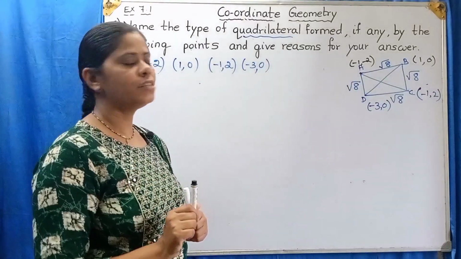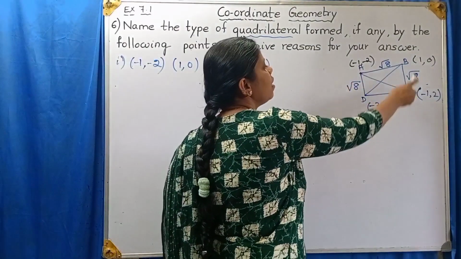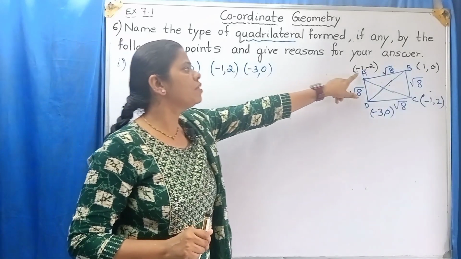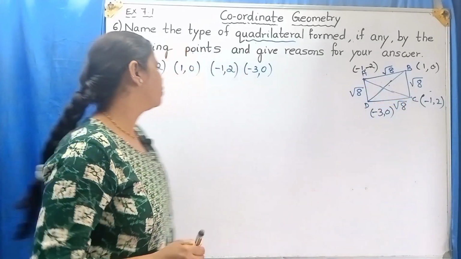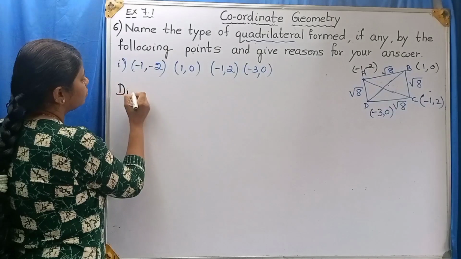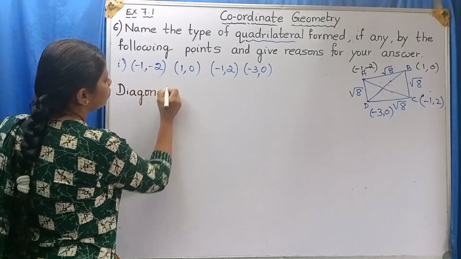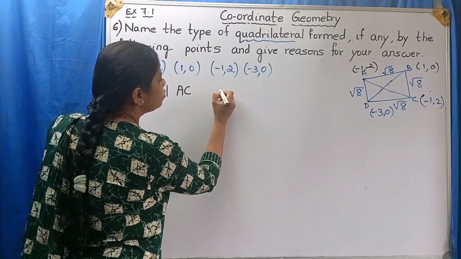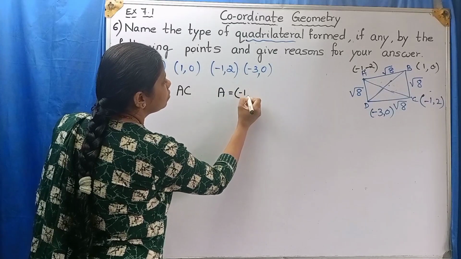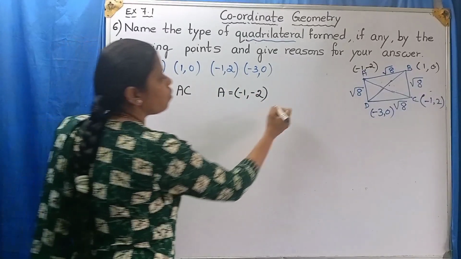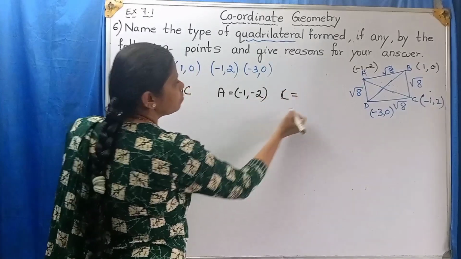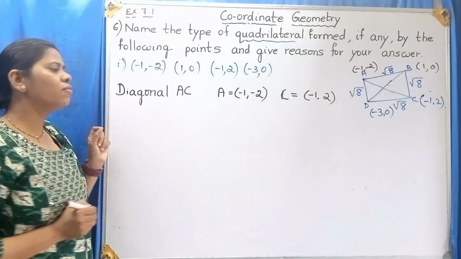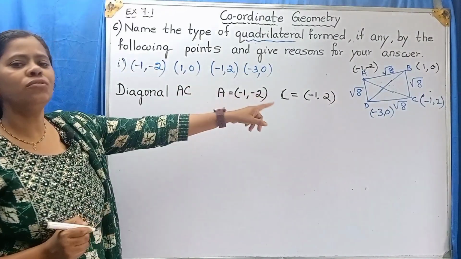Now let us find out the distance between the diagonals, that is AC and BD. First, let us find out the distance of the diagonal AC. The coordinate of A is -1, -2, and the coordinate of C is -1, 2. And we know the formula to find the distance between two points.